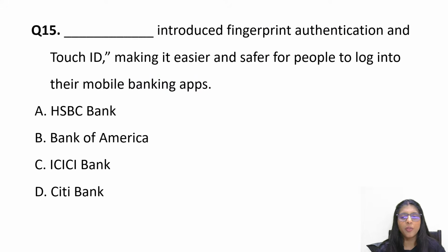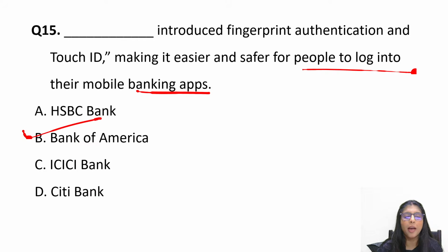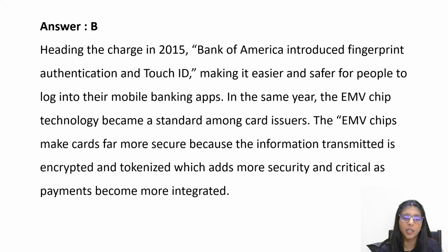Which bank introduced fingerprint authentication and Touch ID, making it easier and safer for people to log into the mobile banking app? HSBC Bank, Bank of America, ICICI Bank, or Citibank. It was done by Bank of America in 2015. They introduced the fingerprint authentication and Touch ID.